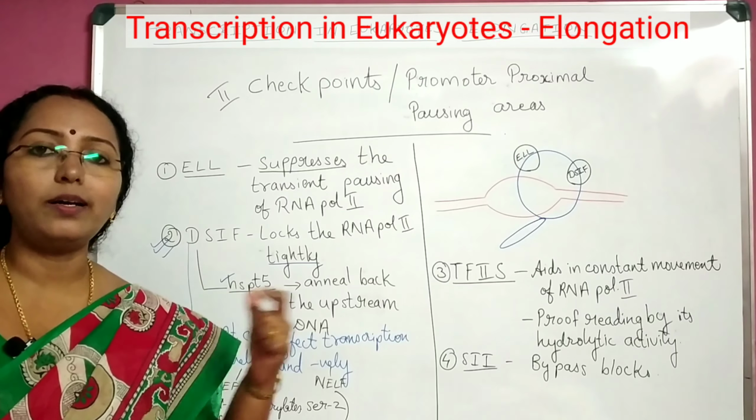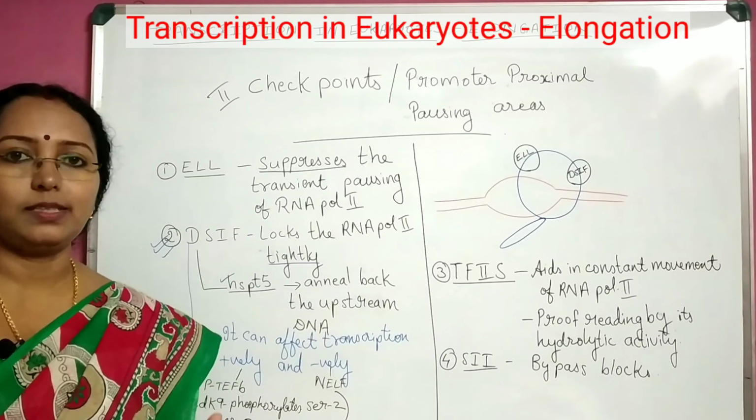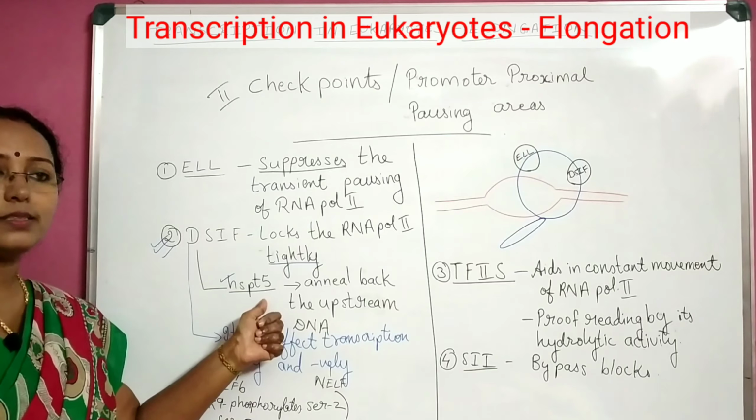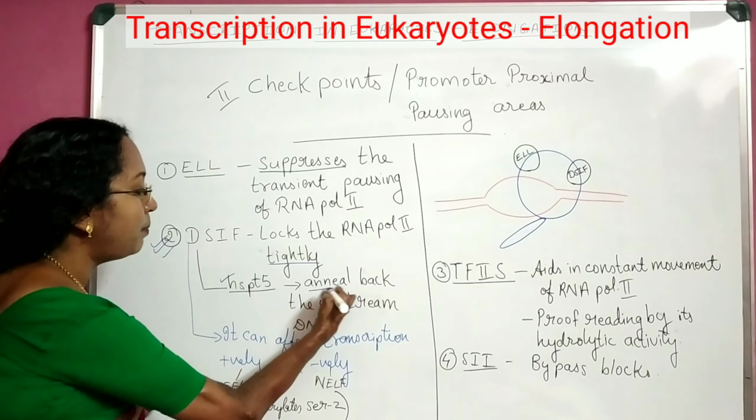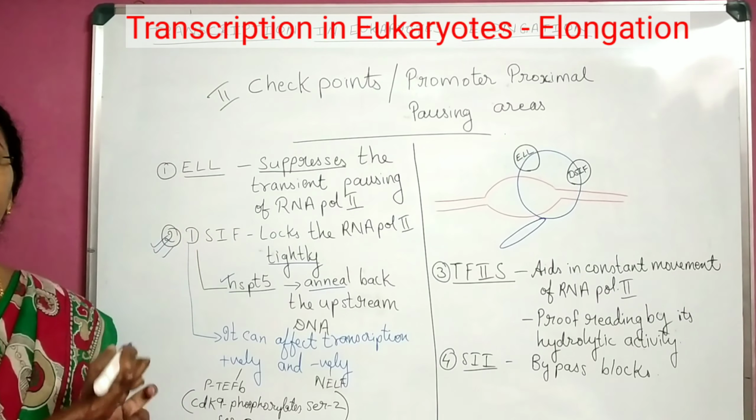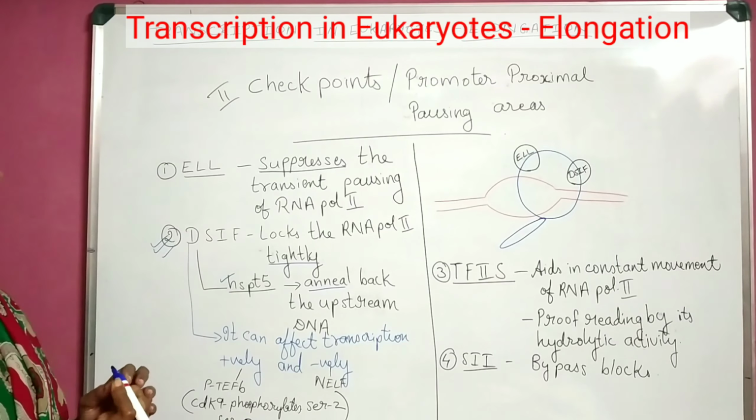hSPT5. This is part of DSIF. Okay, hSPT5 is part of DSIF. What this particular molecule does is it anneals back the upstream DNA. That means, just look at the structure. This red color drawn here is DNA. So let me just make it much more clear by drawing the positions of the DNA, 5 prime to 3 prime, and this is 3 prime to 5 prime.